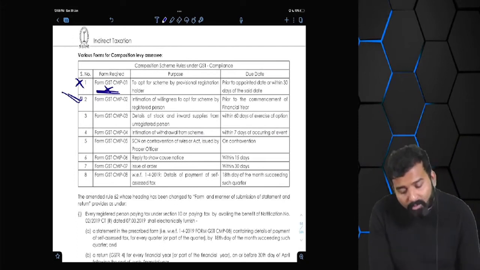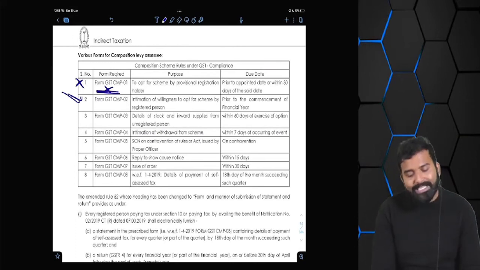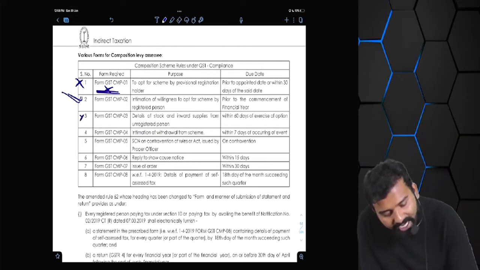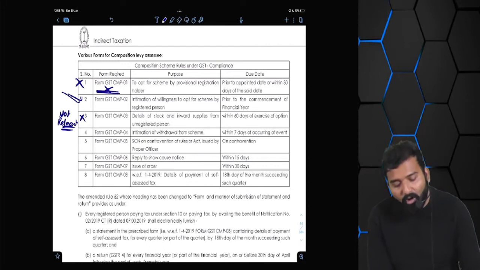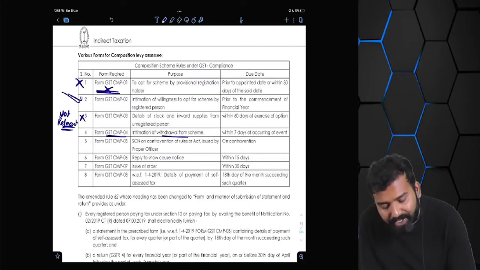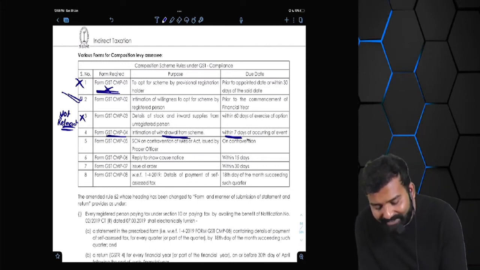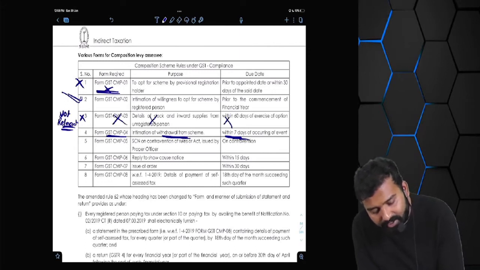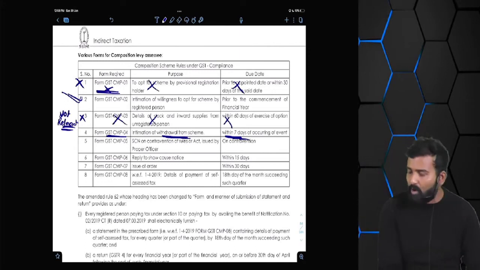Okay. Sir, what is the form for CMP 03? Now this is not relevant. Even now this is not relevant. So you don't have to read CMP 03, not relevant. I have already covered CMP 04, that is withdrawal from the scheme. It should be filed within 7 days. I have already covered that. This and this is not relevant now.